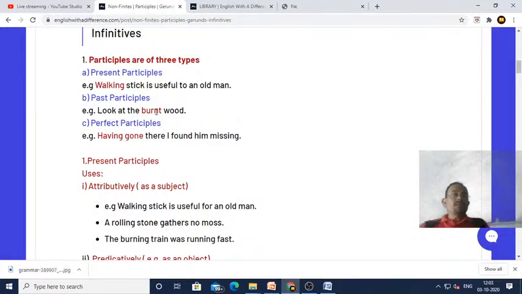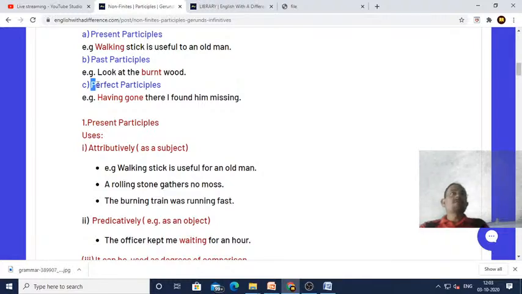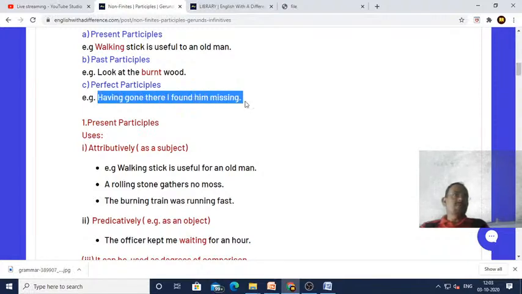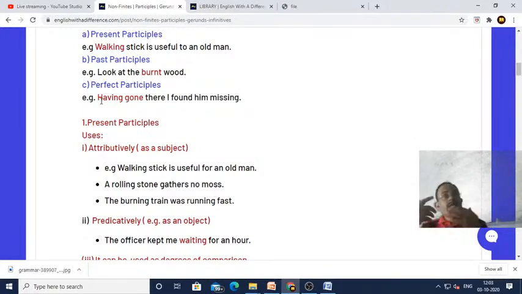The third type, dear students, is called perfect participles. So what is the example of perfect participles? Having gone there, I found him missing. Having gone. If you get a structure like having and then verb 3, that is the example of a perfect participle. Having gone there, I found him missing. Or having completed my work, I went to sleep. Or having called him, I attended the meeting. So you understand, in the perfect participle we get the structure of having plus verb 3.